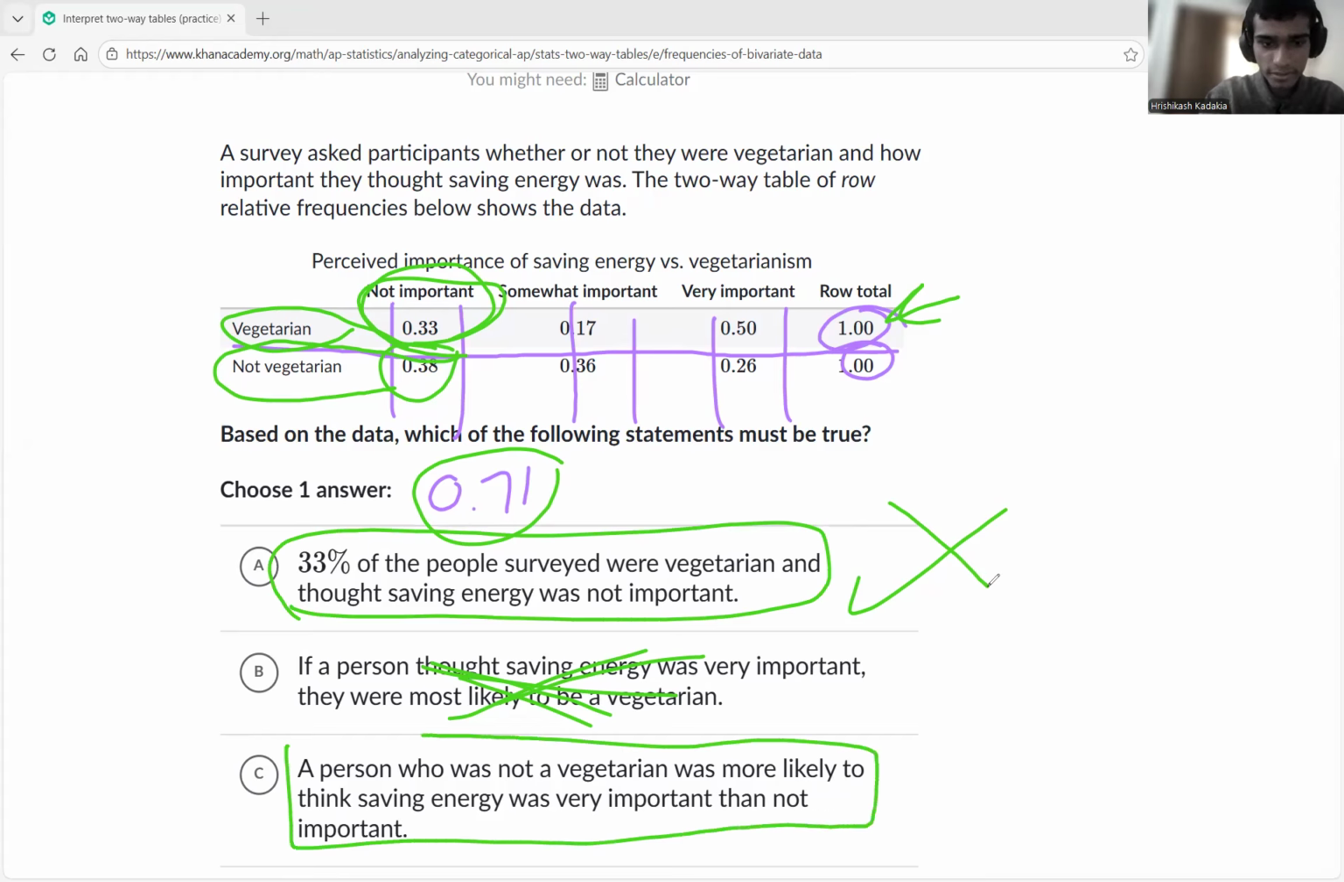The person who was not vegetarian was more likely to think saving energy was very important. Okay, this person who was not a vegetarian, think saving energy was very important. Wait, but they're thinking less than, right? Yeah, than not important.